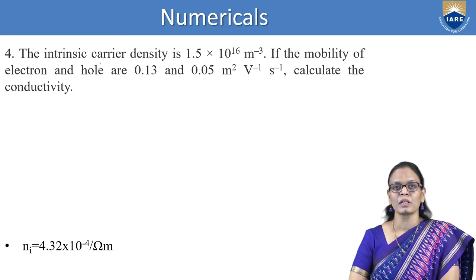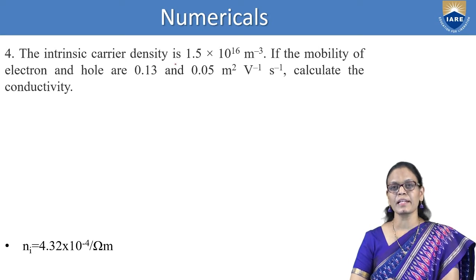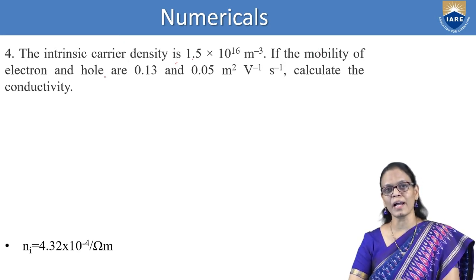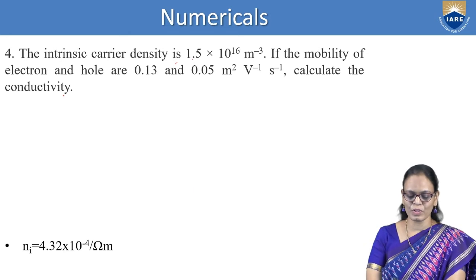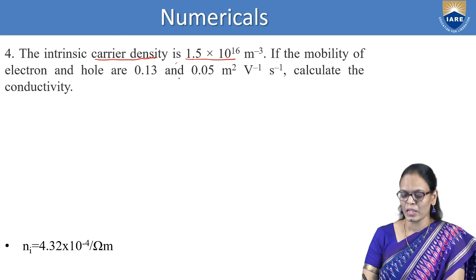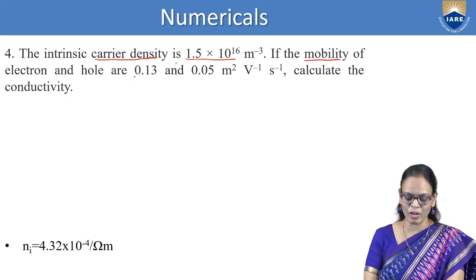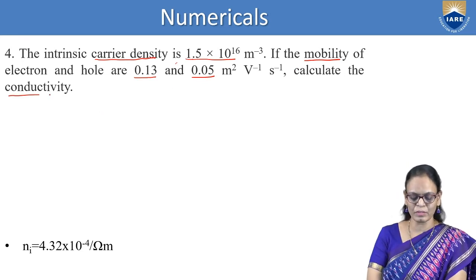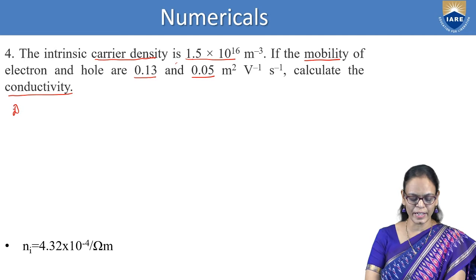Next one. The intrinsic carrier density is 1.5 into 10 power 16 per meter cube. If the mobility of electron and hole is 0.13 and 0.05, calculate the conductivity. So the carrier density is given, 1.5 into 10 power 16. Then mobility is given, mobility of electron and hole. We have to find the conductivity. So let us write the data. Data given.